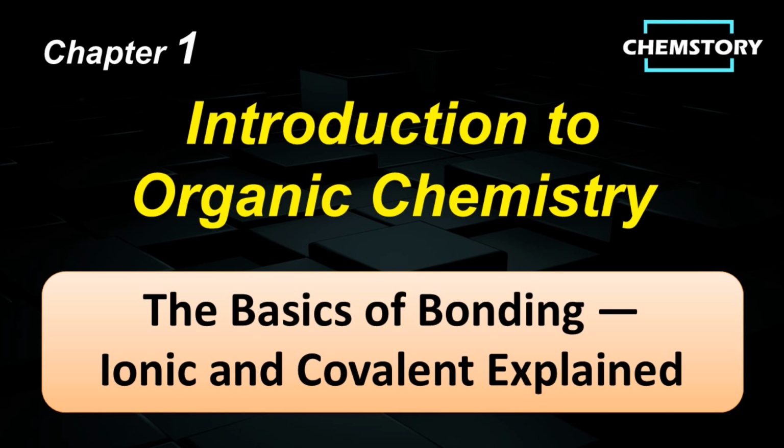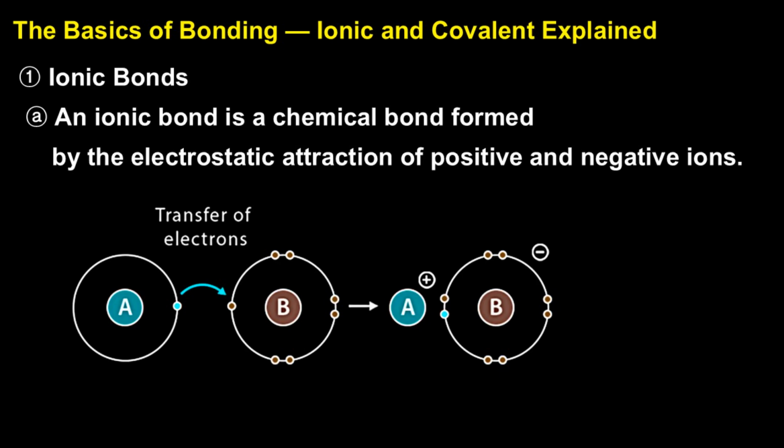Now let's break down the two main types of chemical bonds: ionic bonds and covalent bonds. First, let's talk about ionic bonds. An ionic bond forms when there's an electrostatic attraction between two oppositely charged ions, a positively charged cation and a negatively charged anion. In simple terms, one atom gives up an electron and another atom takes it. That transfer creates ions, and those opposite charges pull the atoms together. It's that strong electrostatic force that holds the two ions in place and forms what we call an ionic compound.